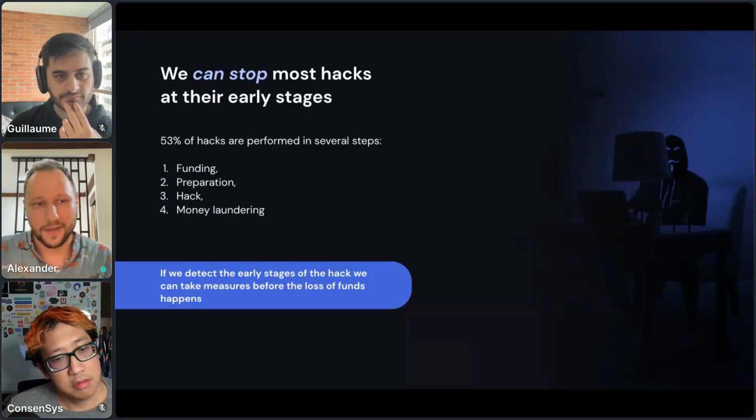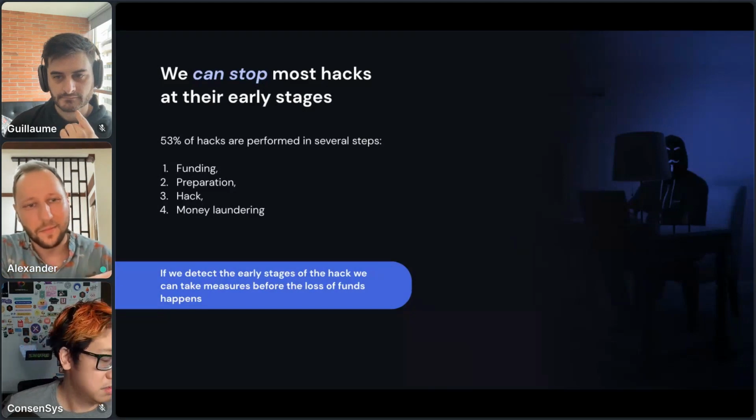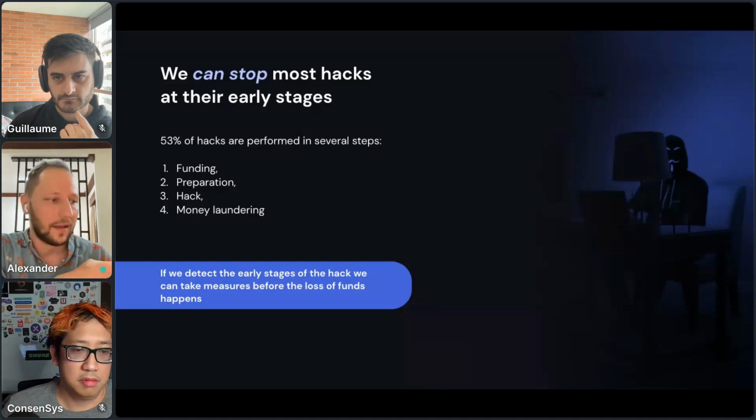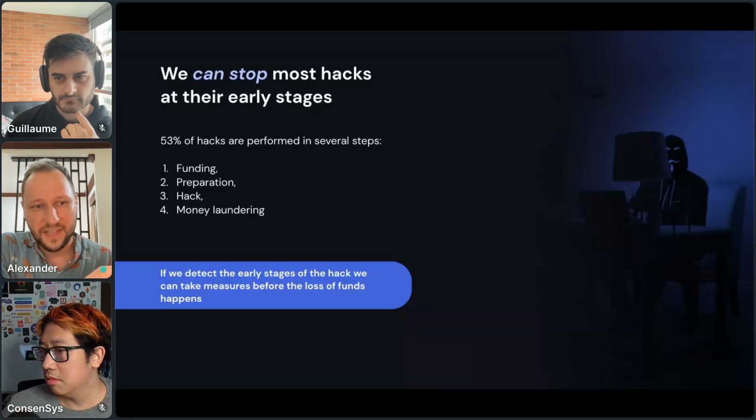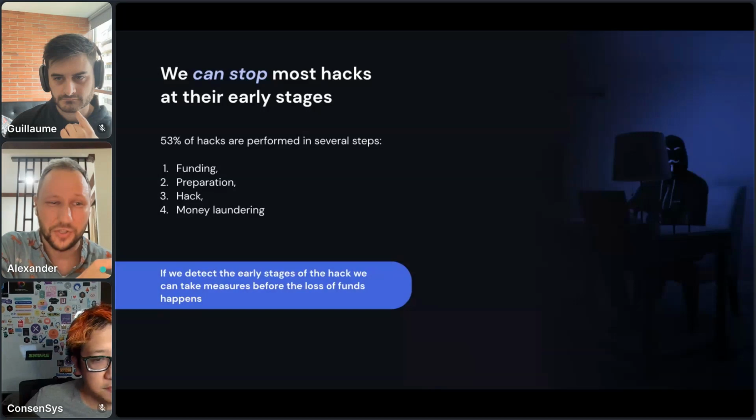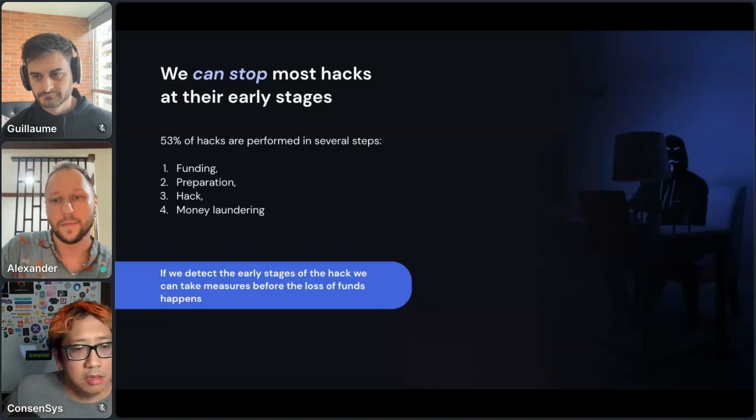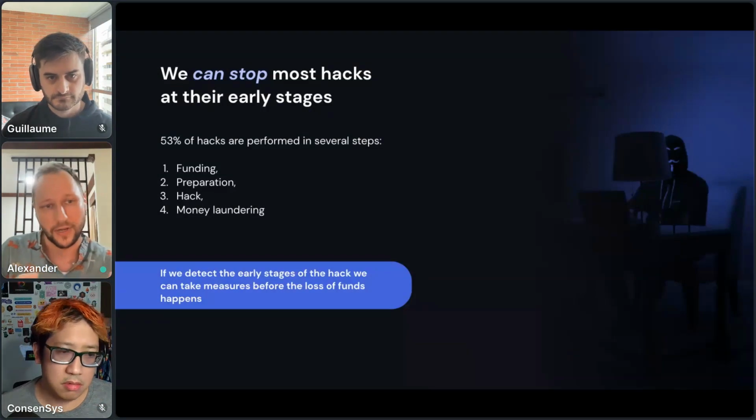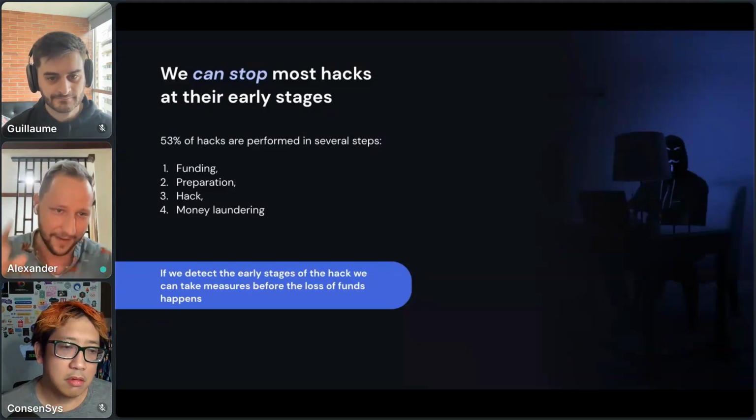Funding is when the hacker takes some money from shady sources like mixers, like Tornado Cash, or blacklisted addresses. Then the hacker proceeds to step 2. Step 2 is a preparation for the hack, which almost always involves the deployment of a specific malicious smart contract that contains all the logic of the hack.